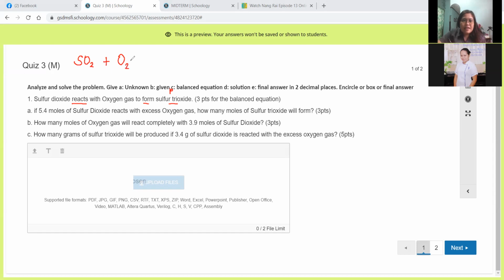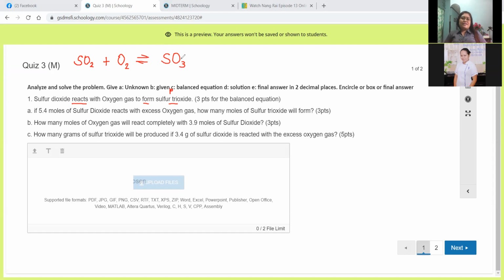Remember, class, that oxygen is a diatomic molecule. So it cannot be just one atom of oxygen. It should always be diatomic. And then this will yield sulfur trioxide. Okay, so sulfur trioxide.